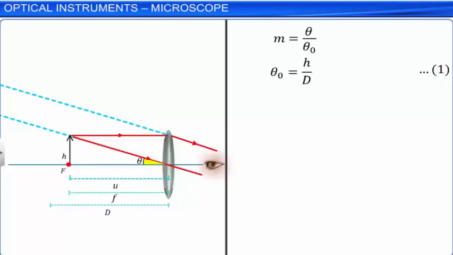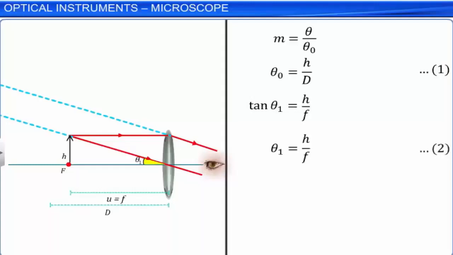When the simple microscope is set for normal adjustment, and the angle subtended by the image at the eye is theta 1, then tan theta 1 is equal to h by f, or theta 1 is equal to h by f. Let this be equation 2. If the angular magnification of the simple microscope when the image is formed at infinity is mi, then mi is equal to theta 1 by theta naught.